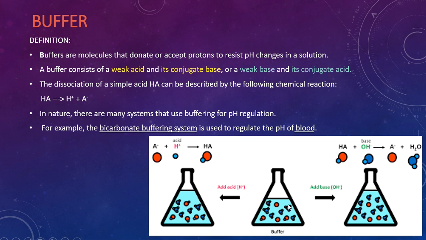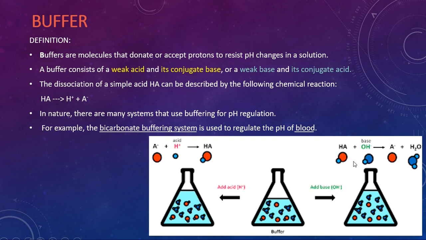That's how a buffer is going to have a weak acid and its conjugate base, or a weak base and its conjugate acid. The dissociation of the simple acid HA, here you can see, into H plus and A minus is going to be shown like this. So here is A minus and here is an acid, that means able to donate a proton, and here is HA.